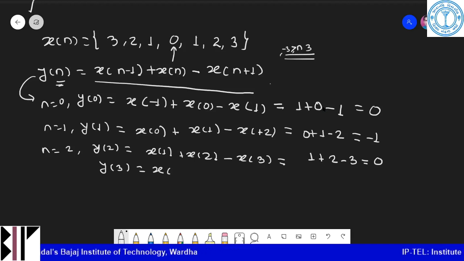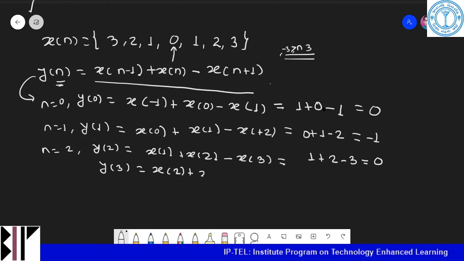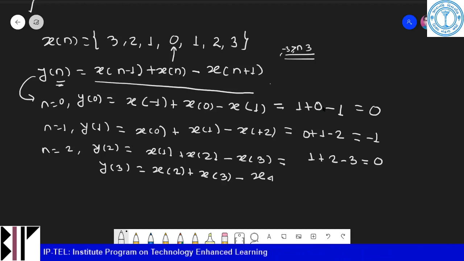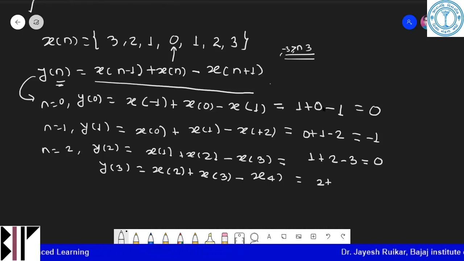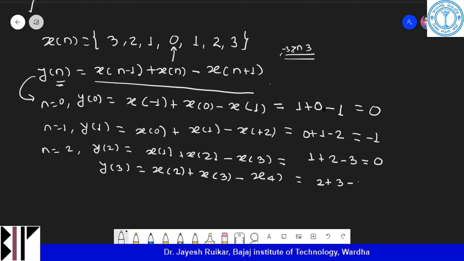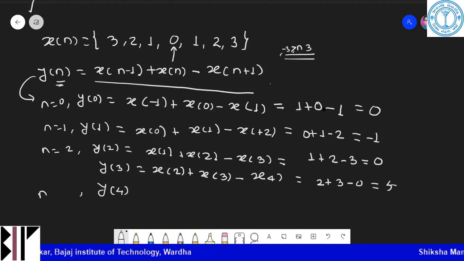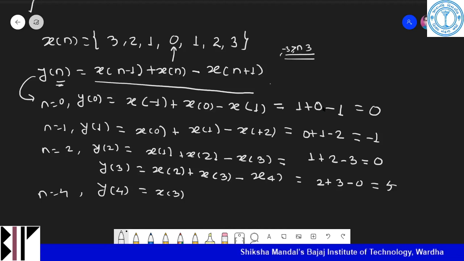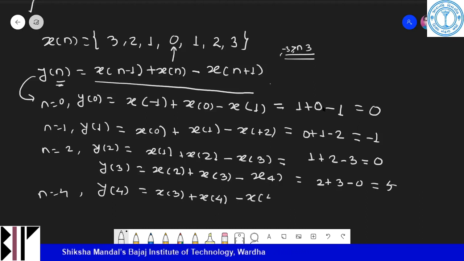Then y of 3, we will calculate. Y of 3 is nothing but x of, put n equal to 3 here. So x of 2 plus x of 3 minus x of 4. So its value is 2 plus 3 minus 0, so it is equal to 5. Y of 4, n is equal to 4. Y of 4 is equal to x of 3 plus x of 4 minus x of 5.